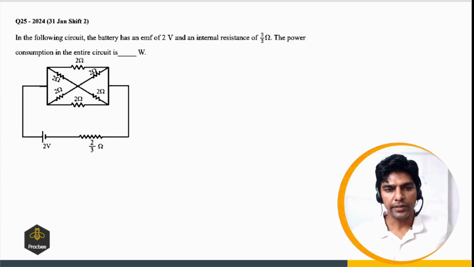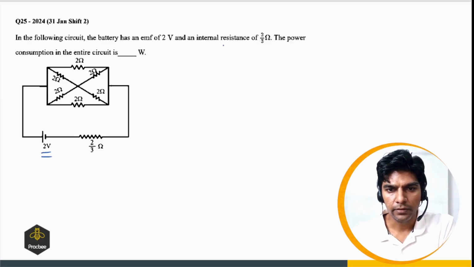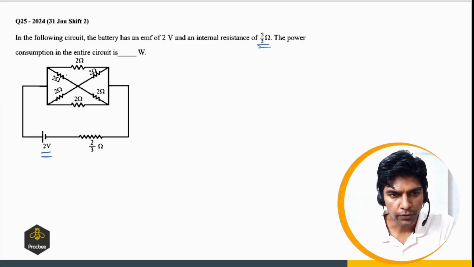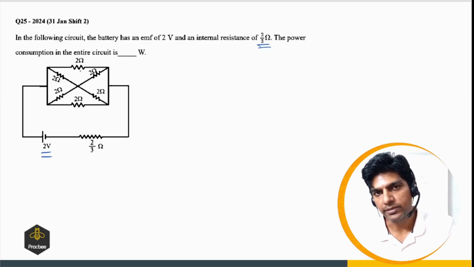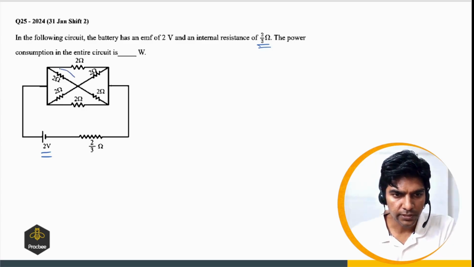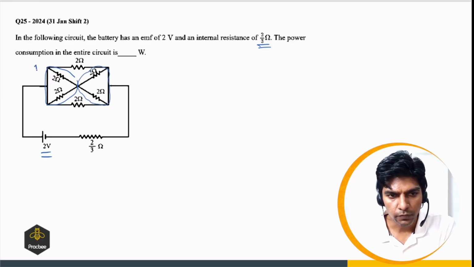In the following circuit, the battery has an EMF of 2 volts and the internal resistance is 2 by 3 ohms. The power consumption in the entire circuit is, okay, so first we have to simplify. Let us first find the R equivalent. So for that we have to identify the series and parallel combination. If you consider these two resistors, they are in parallel, and similarly these two resistors are also in parallel because their ends are joined together. So this will be 1 ohm. This is also 1 ohm.